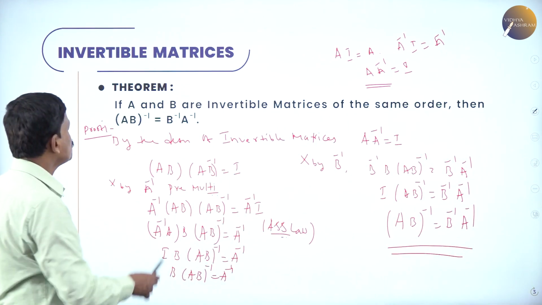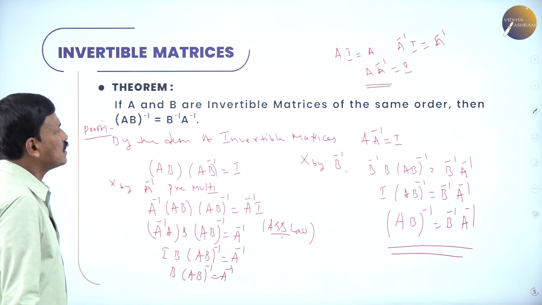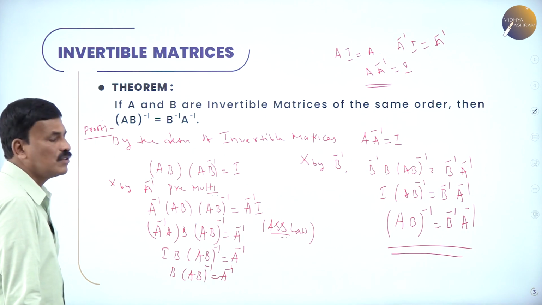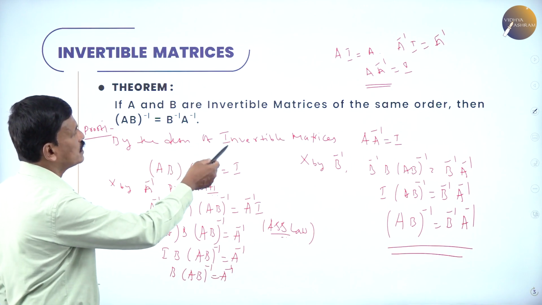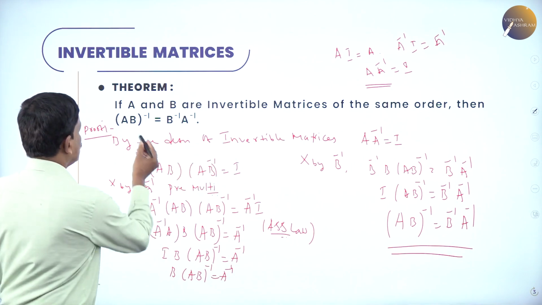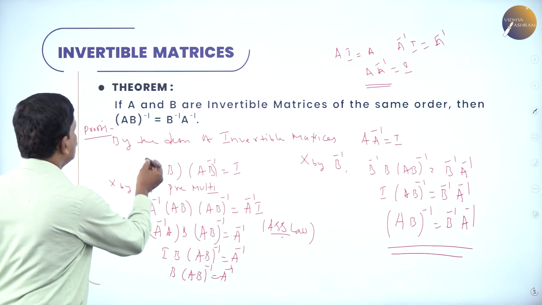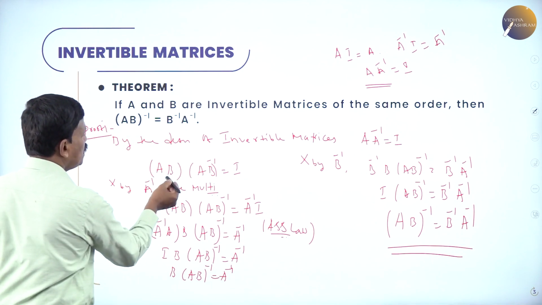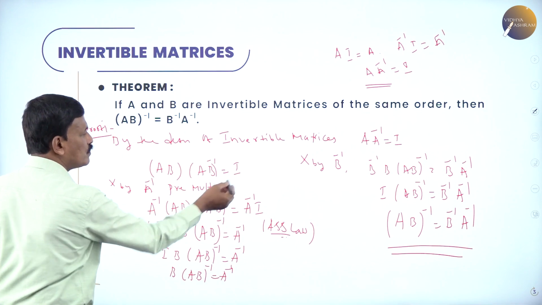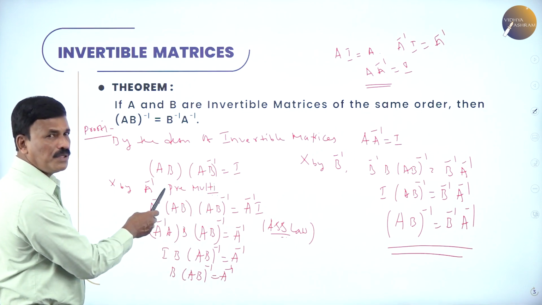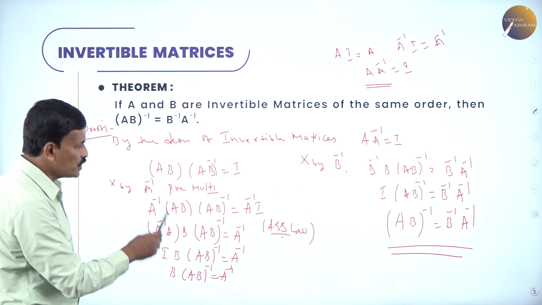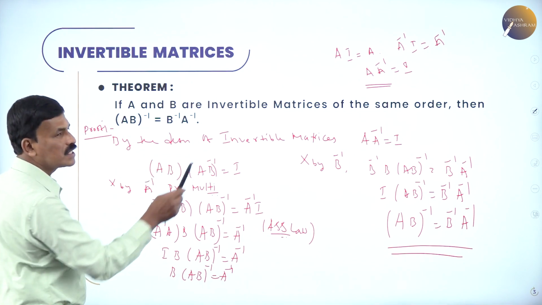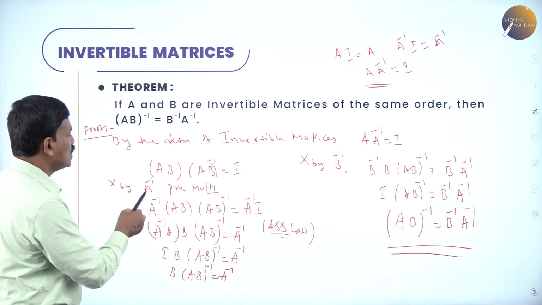See here, what is to prove? If A and B are invertible matrices of the same order, then (AB) inverse is equal to B inverse into A inverse. By the definition of invertible matrices, A A inverse is equal to I. Consider AB, and the inverse of AB is (AB) whole inverse, so AB into (AB) whole inverse is equal to I. Now what is to prove is (AB) whole inverse is equal to B inverse A inverse.